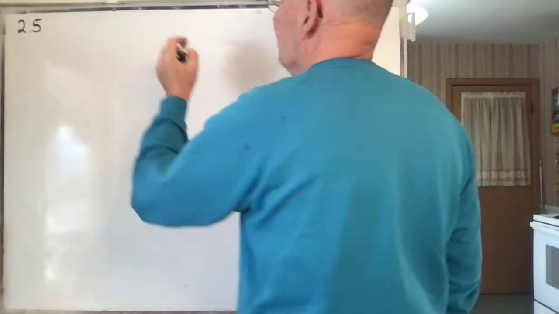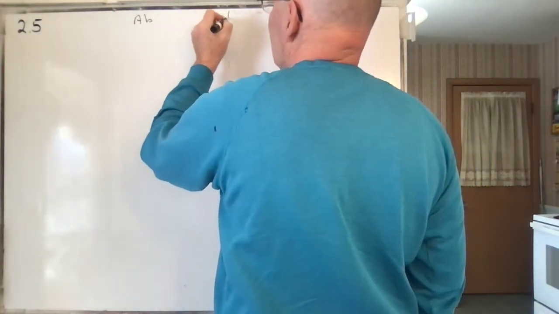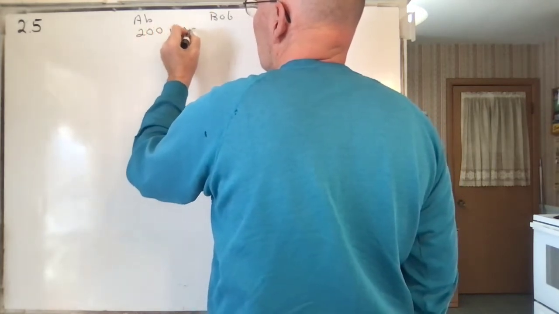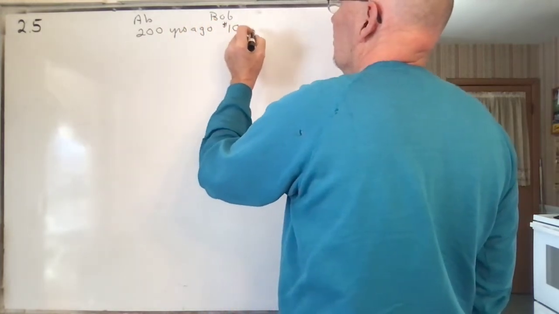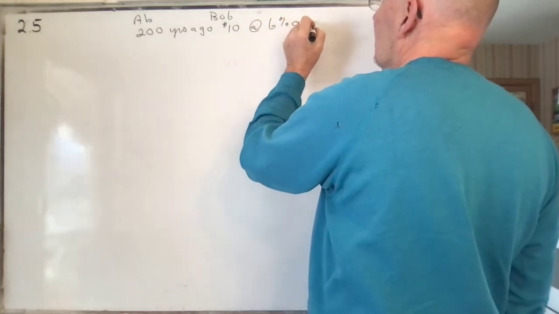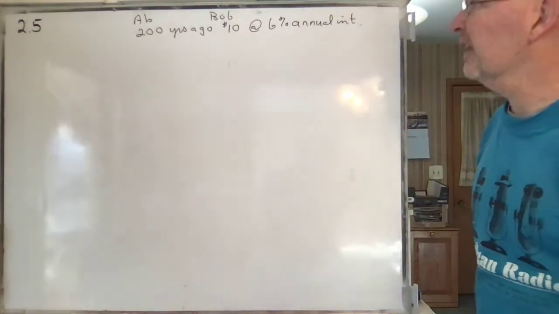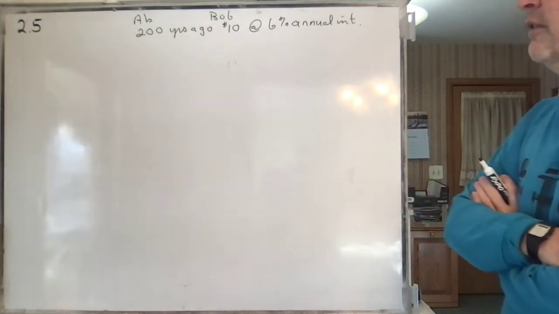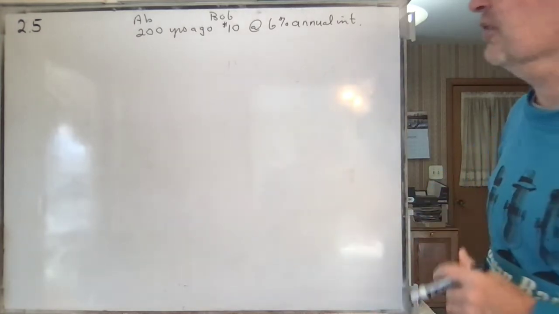So you have two grandpas who 200 years ago, we'll call them Abe and Bob for A and B, they each put $10 in the bank at 6% interest, annual interest, compounded annually. Okay, so 200 years ago, you have these two great-great-great-great-grandfathers, and they put $10 in the bank for you, and every year you get 6% interest.